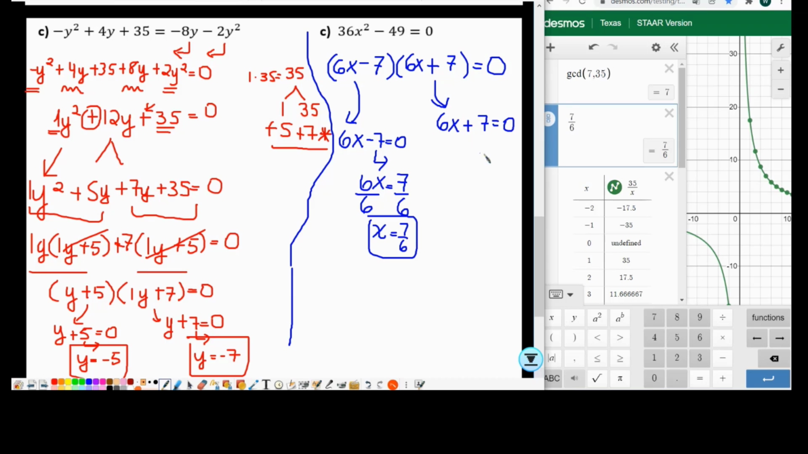And then for the other answer, we're going to do a similar thing. We're going to send the 7 to the other side. 6x equals -7. We're going to divide both sides by 6. X equals, let's check it out. Put a negative right there in front of the 7. And it doesn't change much, so it gives us -7/6. So there we go. That's the answer for this problem.